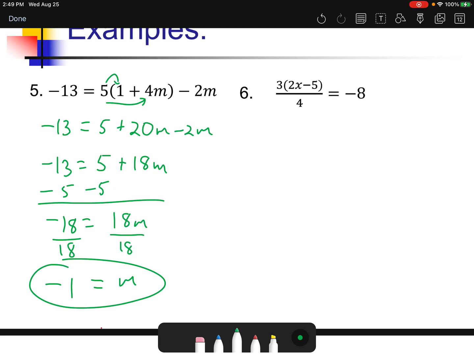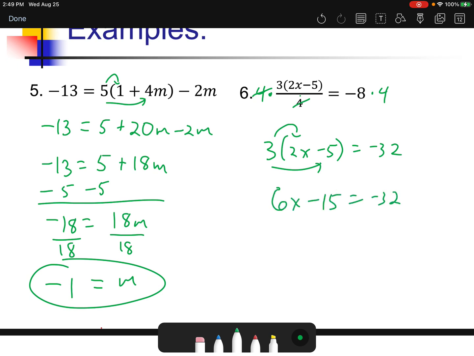Now remember the special case. Here is that special case, divided by 4. When we're dividing the whole thing by 4, multiply first. So then we get that, negative 32. Now we can distribute the 3 and have 6x minus 15 equals negative 32. We're going to add 15. Sorry about the noise. And we get negative 17.